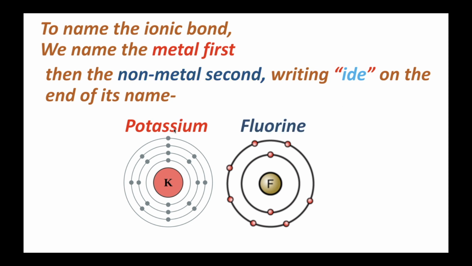And so this is potassium and fluorine. But remember, we take the nonmetal and we change the ending to IDE. And so it's potassium fluoride. So this is potassium and this is fluorine, but when they stick together and form an ionic compound, that compound is called potassium fluoride.